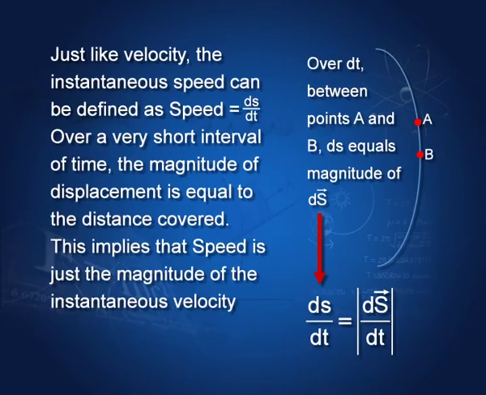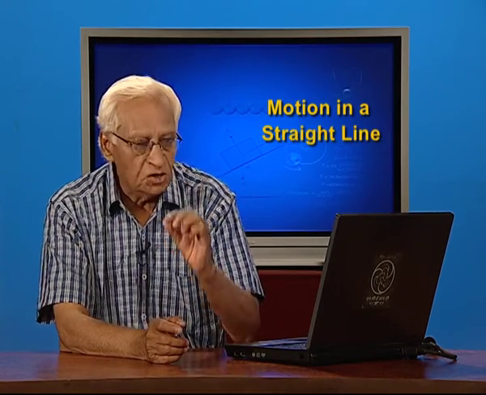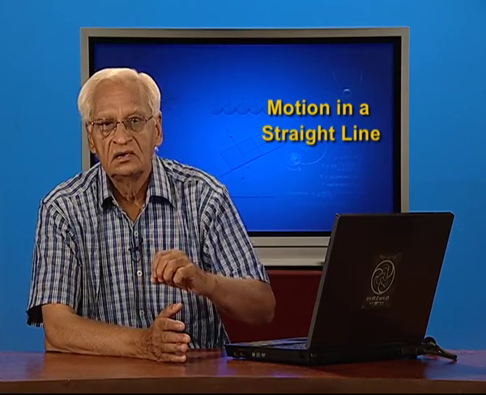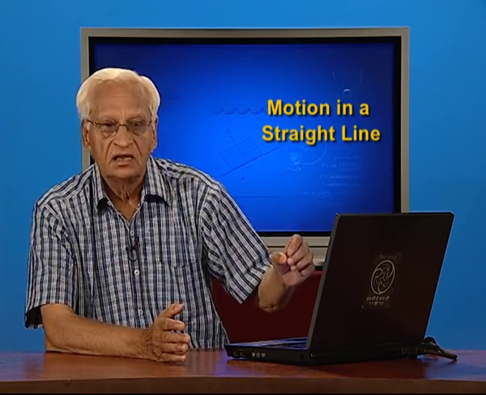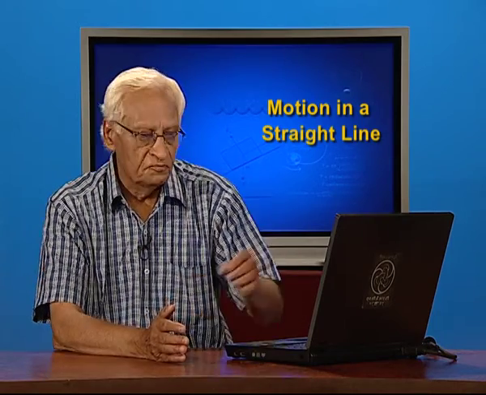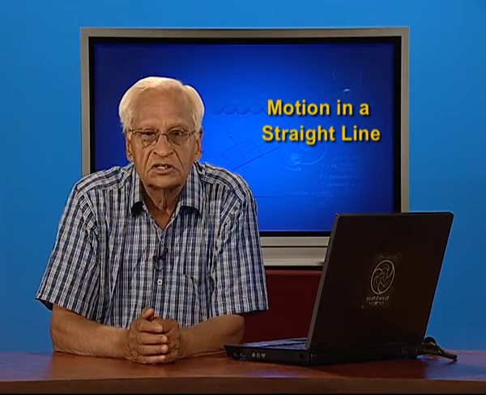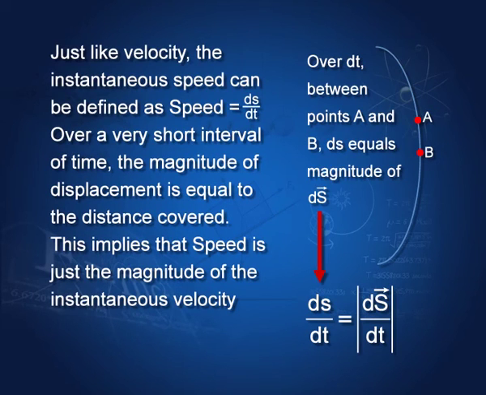We take the point moving on a curve as shown here, and we take 2 points which are a very short distance away. In that short distance, the displacement would be equal to the distance covered, and therefore, the speed would be equal to the magnitude of the velocity vector. So, the speed is just the magnitude of the instantaneous velocity.